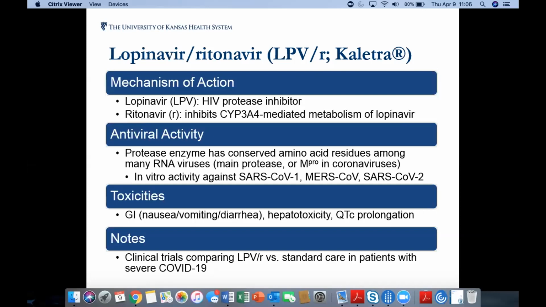It does have in vitro activity against SARS-CoV-1, MERS-CoV, and SARS-CoV-2. It's been studied clinically for SARS-CoV-1, and there are some ongoing clinical studies for MERS-CoV. The biggest toxicity would be nausea, vomiting, and diarrhea. You can also see some hepatotoxicity and QT prolongation.